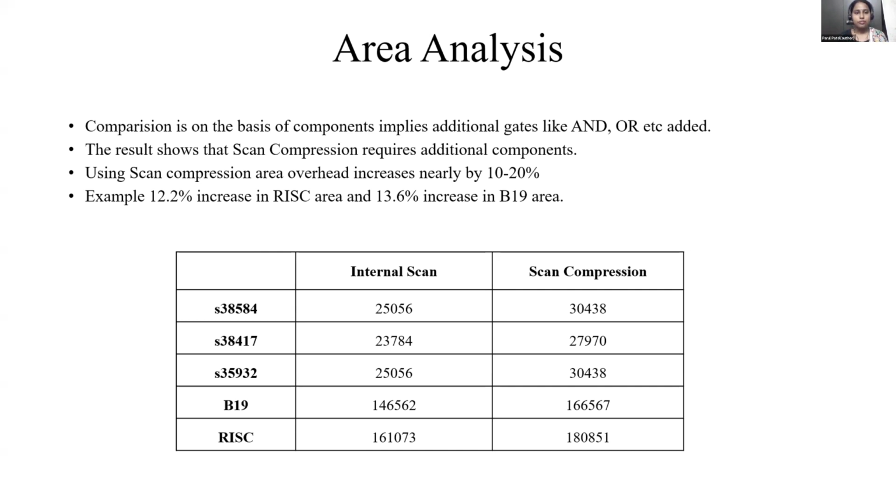If you observe, on average it lies between 10 to 20% area overhead when we compare with scan compression. For example, RISC, the last one, which has the maximum number of flip-flops, the component difference was 12.2%. Like in scan compression, 12.2% more components were required. While for B19, which is the second highest design in terms of flip-flops, it's 13.6%.